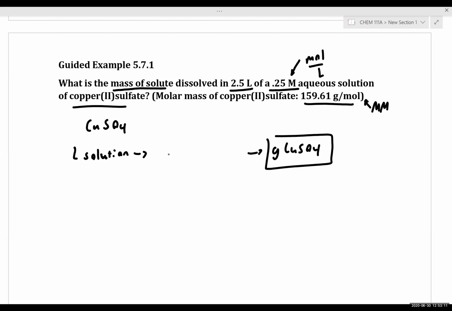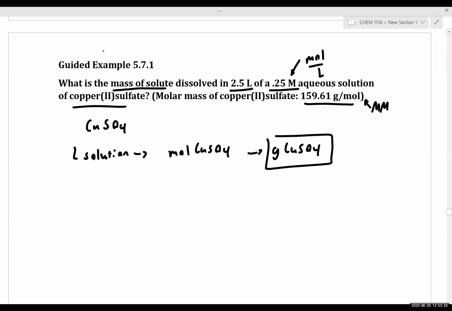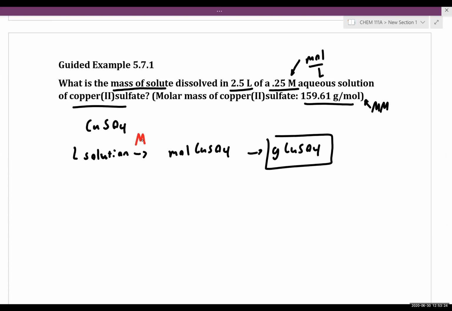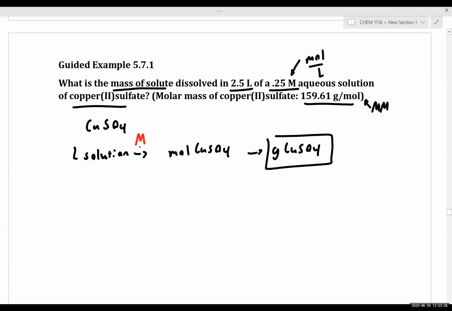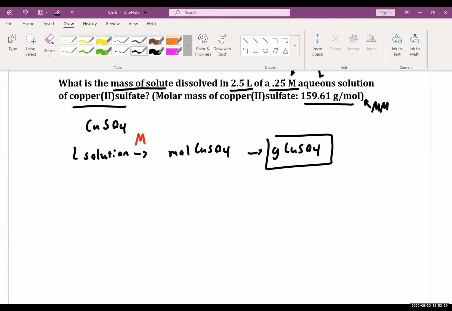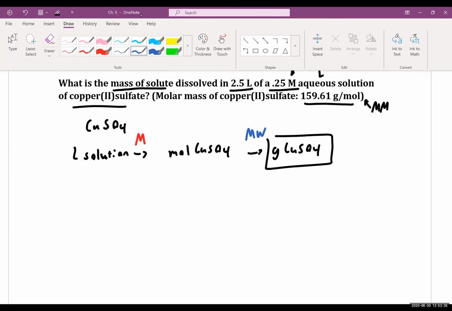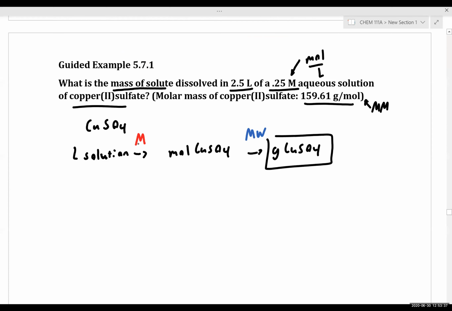Moles, exactly. Okay, perfect. So we're going to go from liters of solution to moles, and this time we're going to use our conversion factor of molarity. Then we're going to go from the moles of copper sulfate to the grams of copper sulfate using our molecular weight. Okay, perfect. So now that we've outlined our conversion factors, so starting off, we have 2.5 liters of solution.